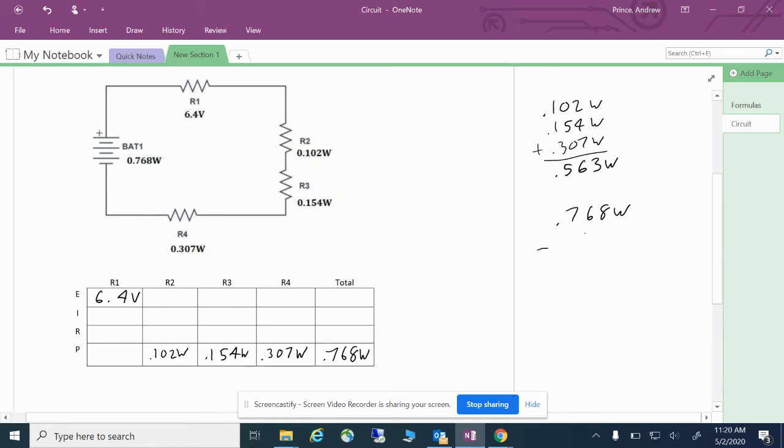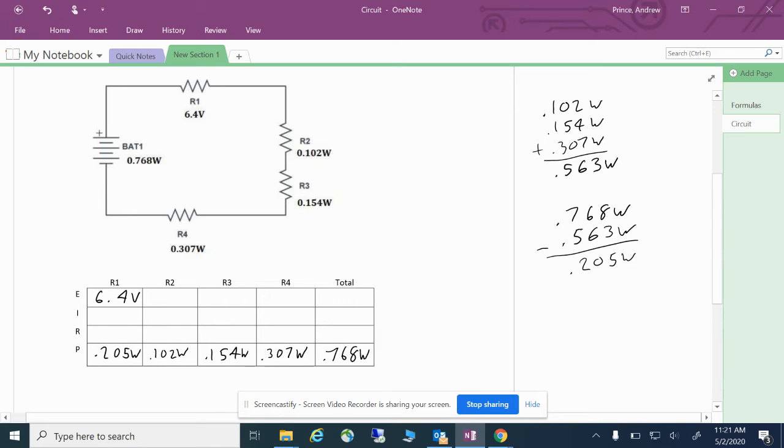So 0.768 minus 0.563 gives us 0.205. So now we have the last value, which, if you see, also gives us two values for one resistor, which gives us enough to start plugging in Ohm's law.